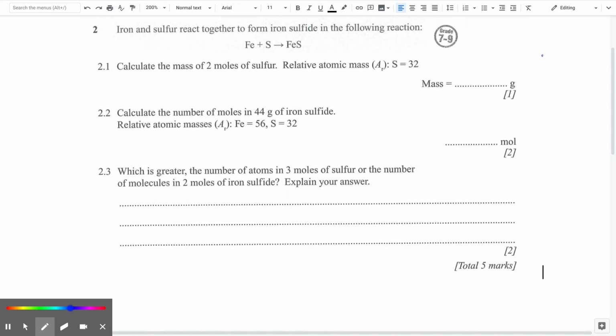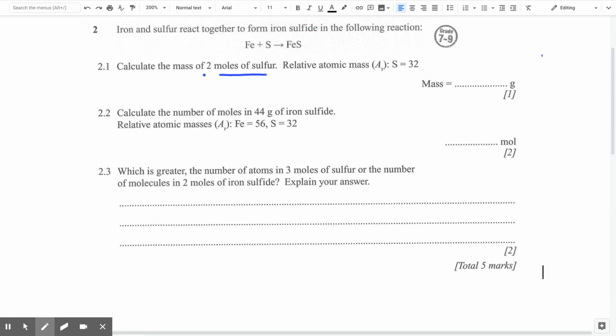Okay, so this is question 2 of the moles section. We're looking at the iron and sulfur reaction to form iron sulfide. In the first question, it's asking us to calculate the mass of 2 moles of sulfur.